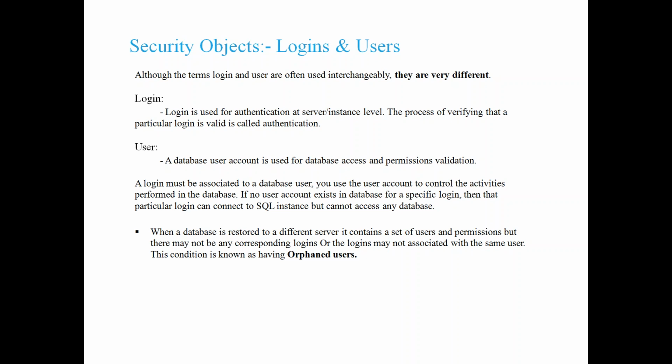So once the database is restored on server B, the user does exist in the database, but we don't have a login for it. In that situation, we call that user an orphan user. An orphan user is nothing but a user that doesn't have a login. You can think of it like the login is a parent and the user is a child. So we need to have an association between these two. We need to have a mapping between these two. Then only the person or the user can access the database.